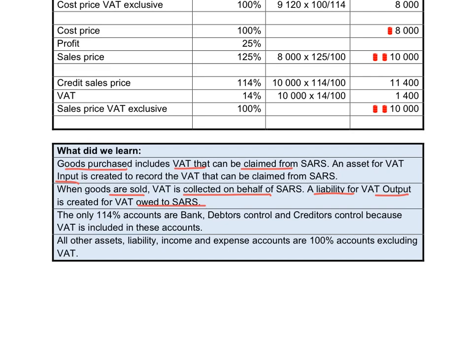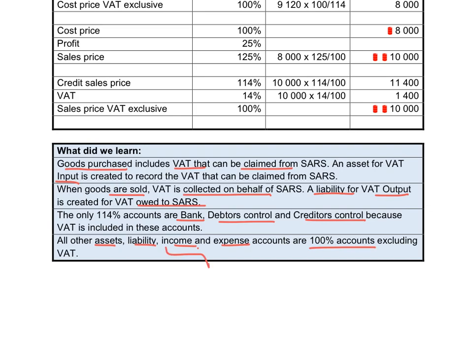The only 114% accounts that you will have in your general ledger are bank, debtors control, and creditors control. Then all the VAT accounts will be 14%, and all your other assets, liabilities, income, and expense accounts will only be 100% accounts. It will always exclude VAT. So you can't show any income or expense including VAT.